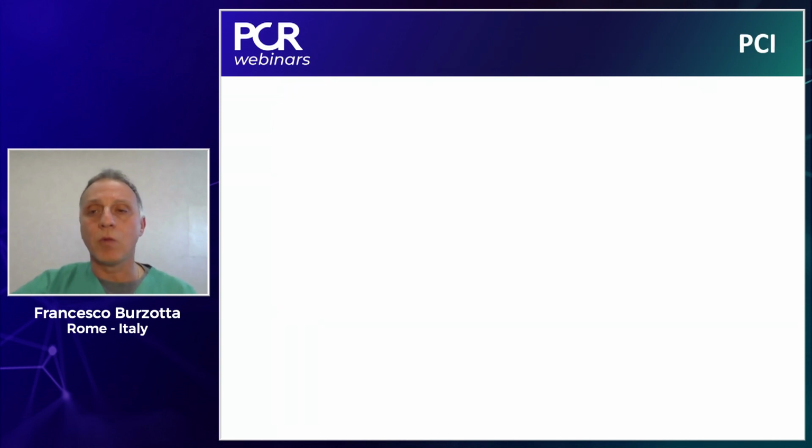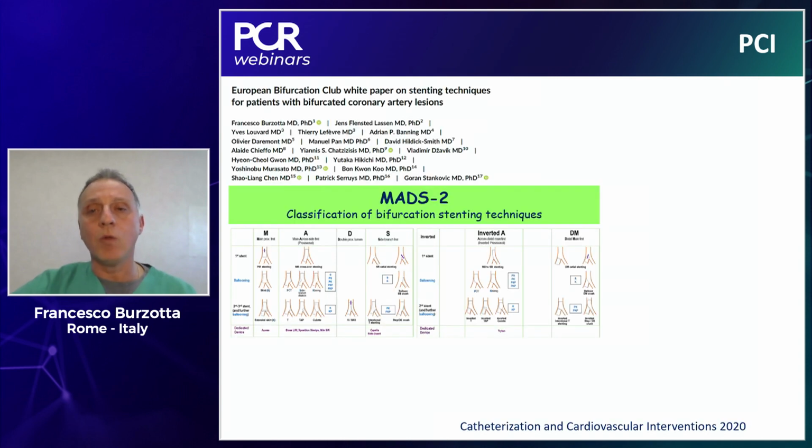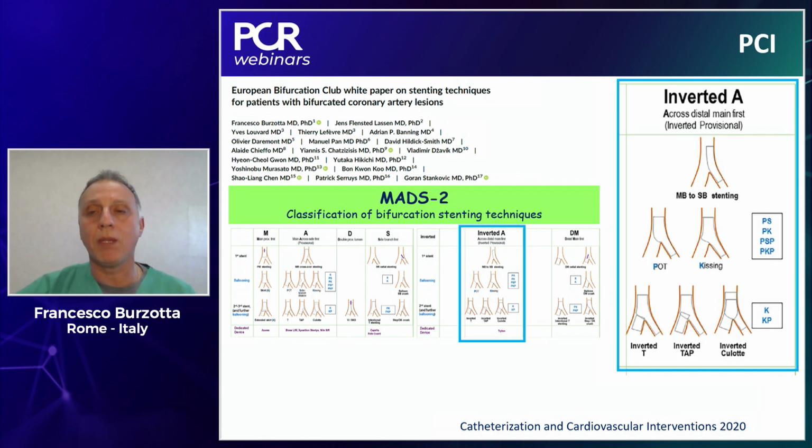So on top of this, we went on according to what we said. We have reviewed in the updated MADS classification the possible interventions. And we now clearly emphasize the fact that provisional can be done according to inverted provisional. And after having implanted the stent, we have multiple options to accommodate the stent, adapt it to the different sizes, and eventually to implant a second stent in case of need.